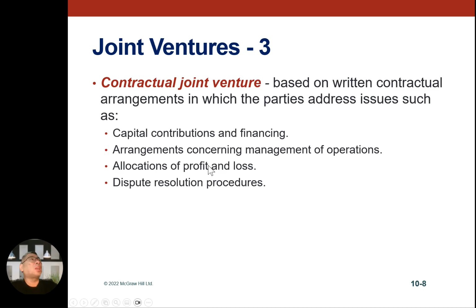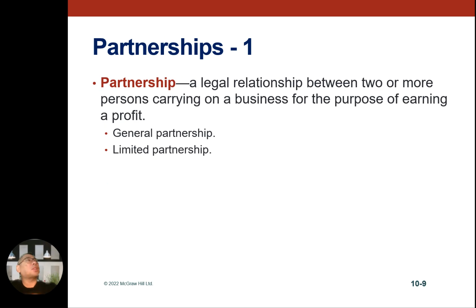A contractual joint venture is based on a written contractual arrangement in which the parties address issues such as capital contribution and financing, arrangements concerning the management of operations, allocation of profit and loss, and dispute resolution procedures. A partnership is a legal relationship between two or more persons carrying on a business for the purpose of earning a profit, such as a general partnership and a limited partnership.